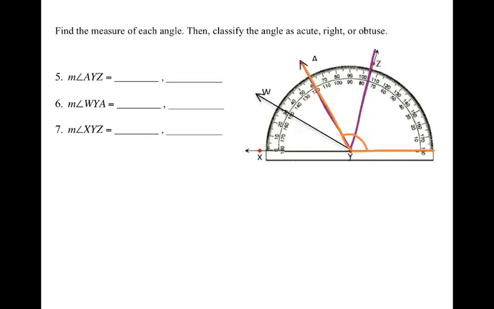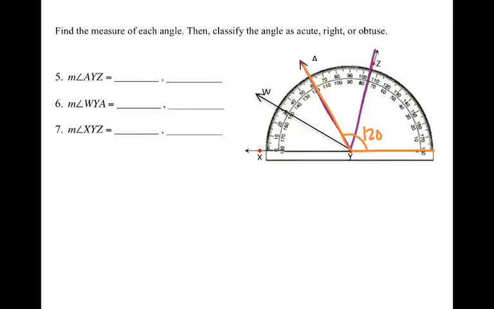All right, on number 5, you're looking for the measure of angle AYZ. So you got to think about the whole angle first, okay? If we're looking at the orange angle, then that's going to be either 60 or 120. Well, obviously that's bigger than 90, so it's going to be the 120. So the whole orange part is 120.